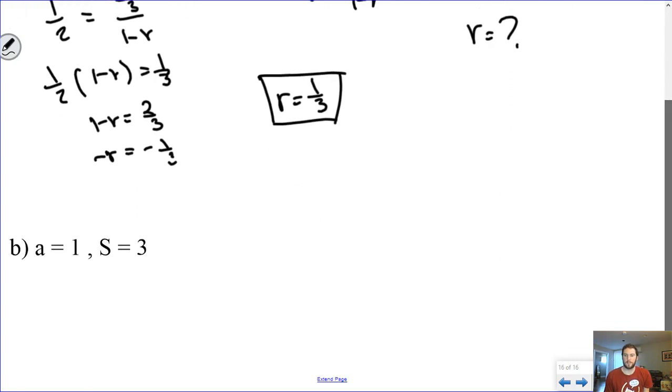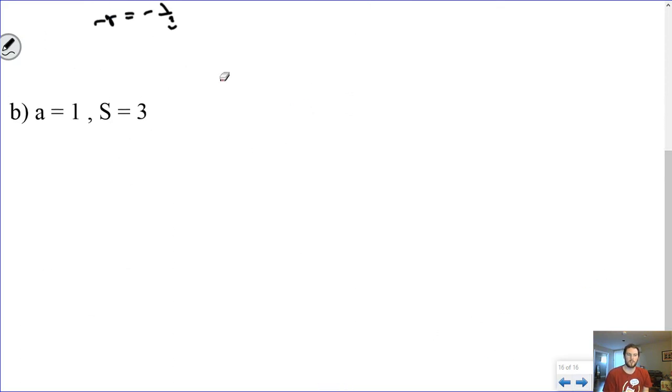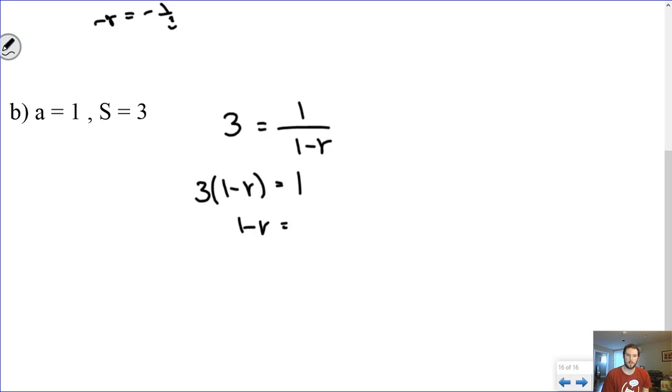Okay. Do the same thing with the next one here, right? Take the information that we're being provided and try and solve for r. So again, my infinite sum is 3. My a value is 1, so 1 minus r, right? Do some rearranging. So 3 times 1 minus r is equal to 1. 1 minus r is equal to 1/3. Negative r is equal to negative 2 over 3. So then r is 2 over 3.